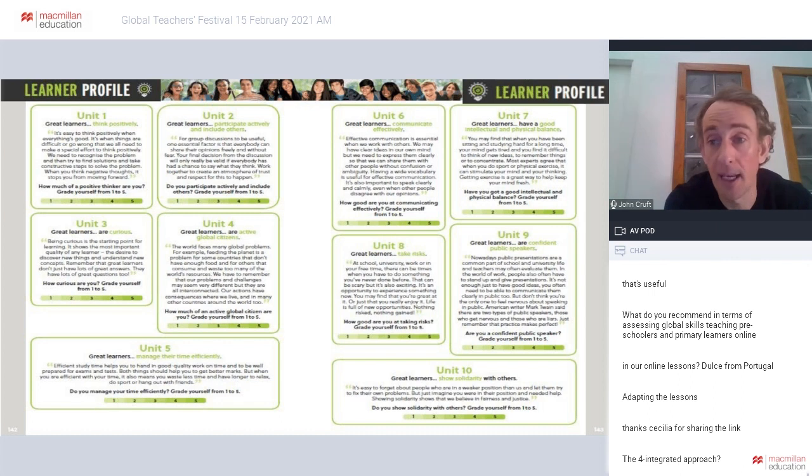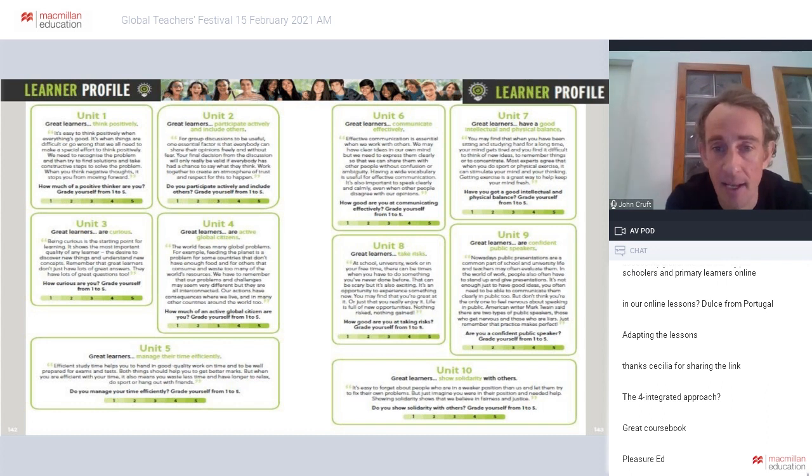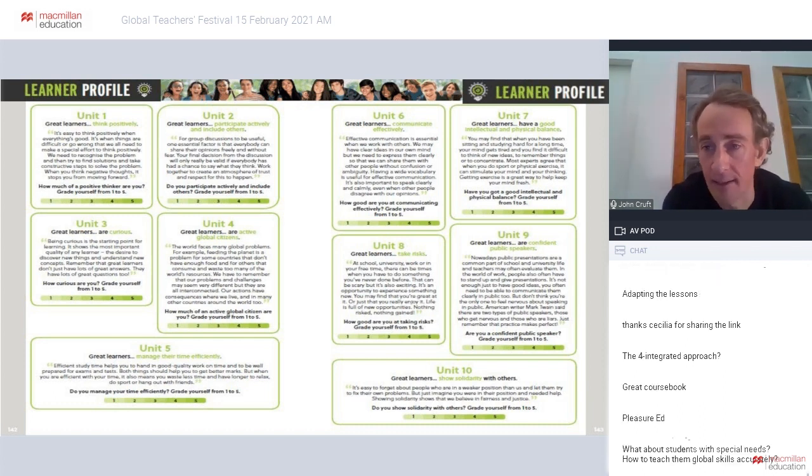So for example, thinking positively, or participating actively and including others in a group work project, whether online or face-to-face, communicating effectively. I love this one. Good intellectual and physical balance. Brilliant. That's all to do with well-being, right? So it's very visible here in the syllabus.